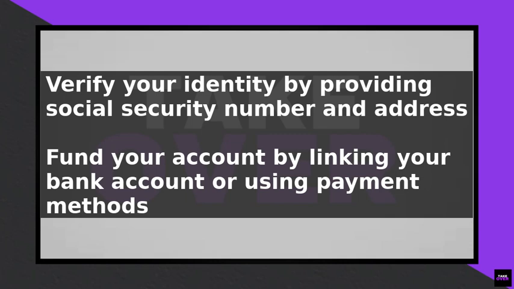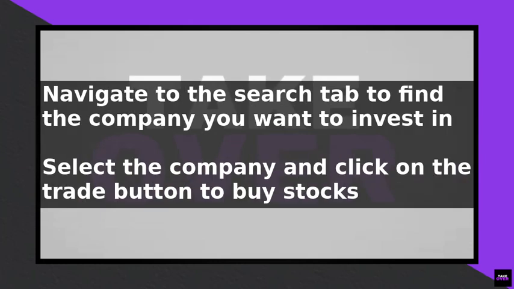When buying stocks, it is essential to understand the different types of orders. A market order executes the trade immediately at the current market price, while a limit order allows you to set a specific price at which you want to buy the stock. You can also set a stop-loss order to limit your potential losses if the stock price drops.